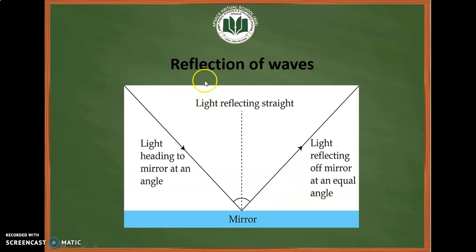Reflection is the change in the direction of a wave at a boundary between two different media. This is one medium and the mirror is another medium. When the light hits the boundary of the mirror, its direction is changed. This is reflection.